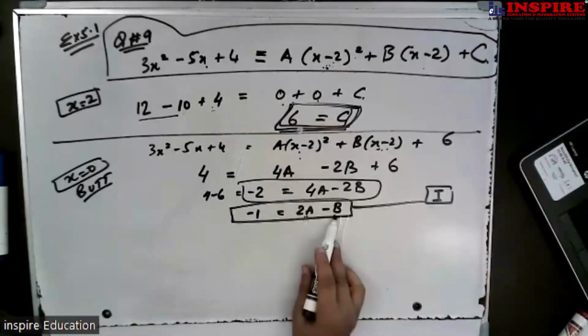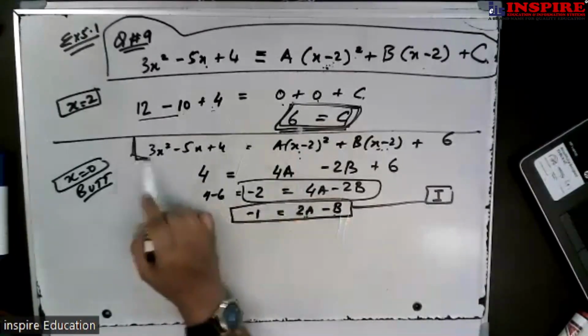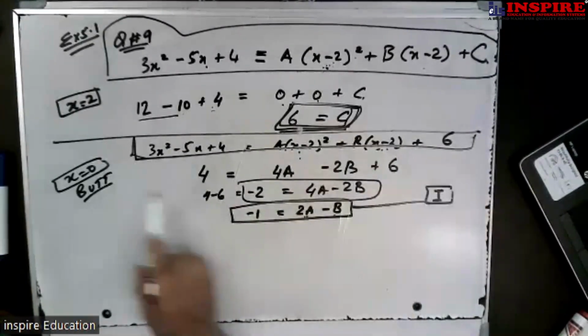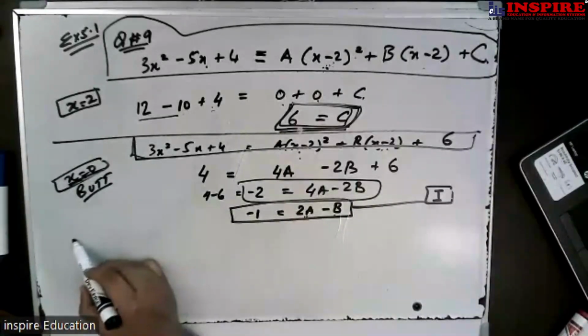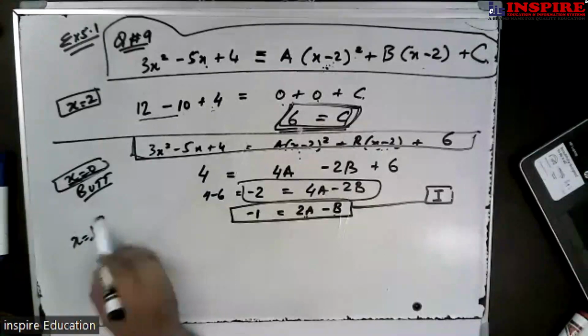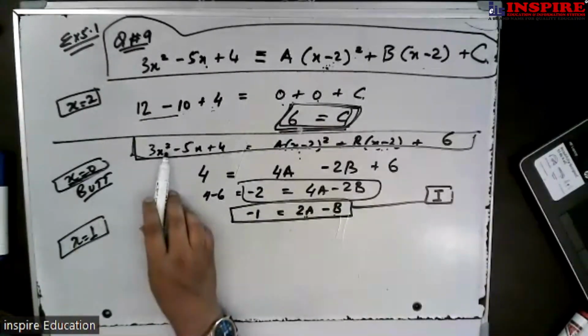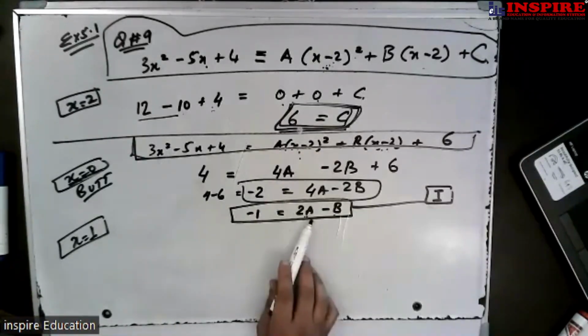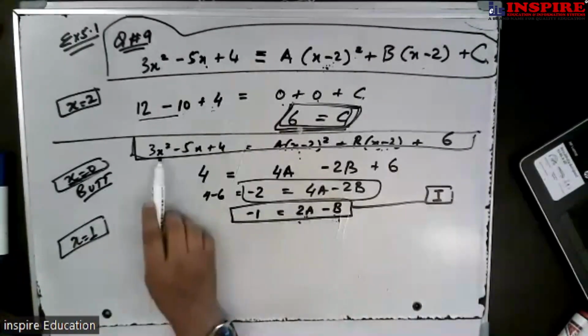Unknowns are 2. Therefore, we need to have another equation. Go back to this guy again. What value of x did we take here? Now do one more thing, take the value of x as 1. Remember, we need another equation. There are two unknowns. We have to take another equation. The value of x is 1. 1 squared.